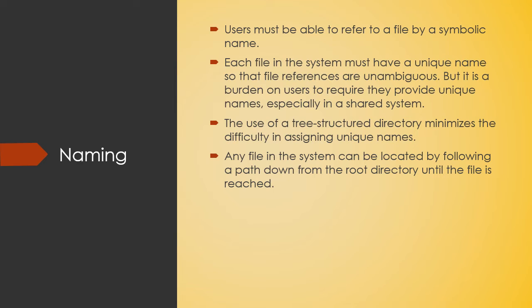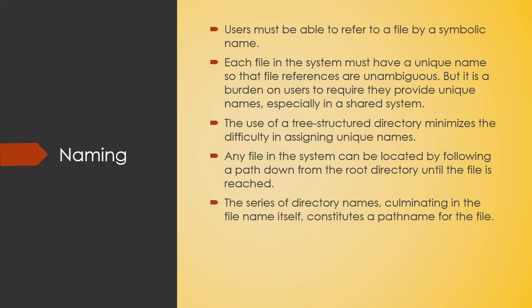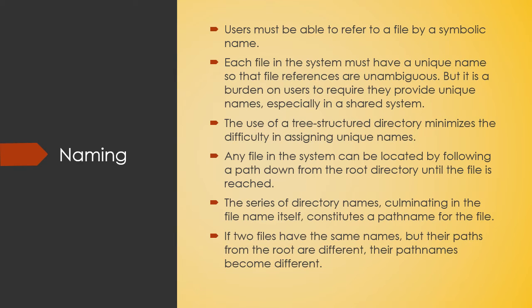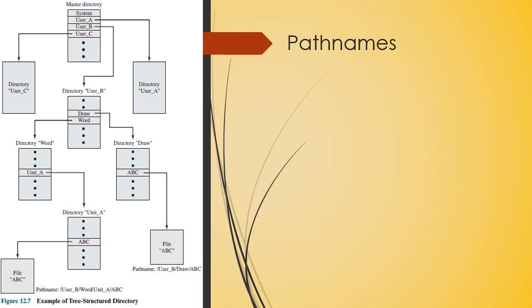Any file in the system can be located by following a path down from the root directory until the file is reached. The series of directory names culminating in the file name itself constitutes a path name for the file. If two files have the same names but their paths from the root are different, their path names become different.